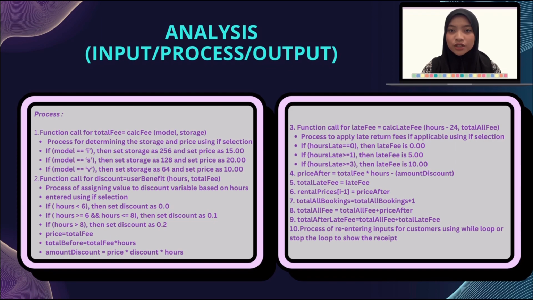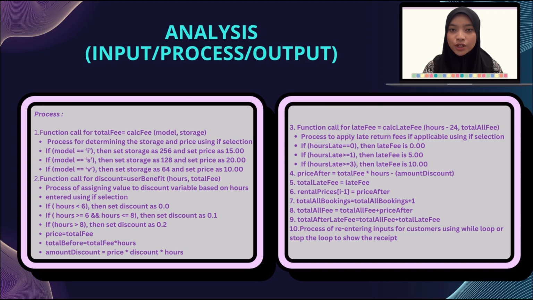First, there's a function call for total fee equal to calculate fee in brackets model, storage. This is a process to determine the storage and price entered by customers using if selection. As an example, if customers enter model I, then the storage and the price will be set as 256 GB and RM15. If customers enter model S, then the storage and price will be set as 128 GB and RM20. Lastly, if customers enter model P, then the storage and price will be set as 64 GB and RM10.